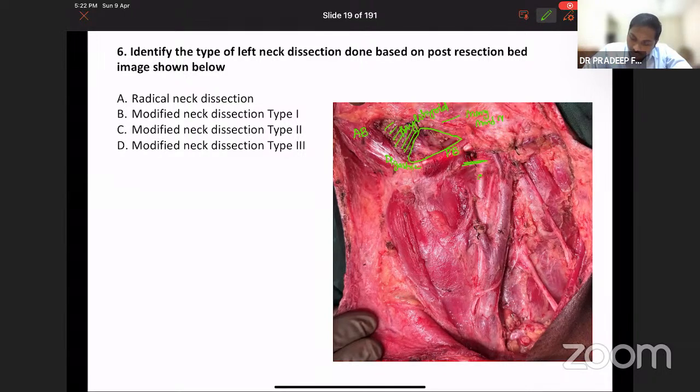This is the carotid. This is the IJV. The hypoglossal nerve crosses anterior to the carotid to enter into the tongue. So this is the course of the hypoglossal nerve. Okay, and this is the spinal accessory nerve that is innervating the trapezius muscle.